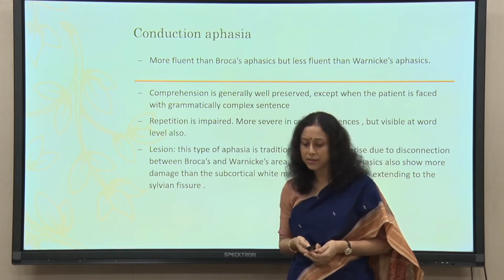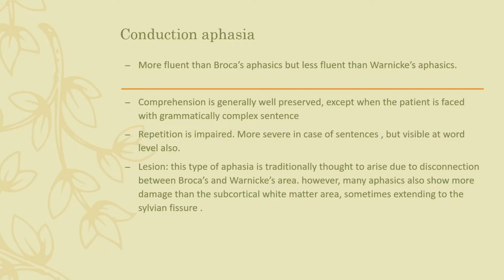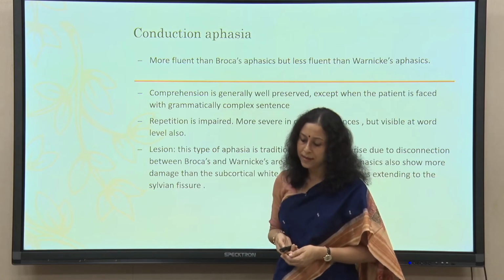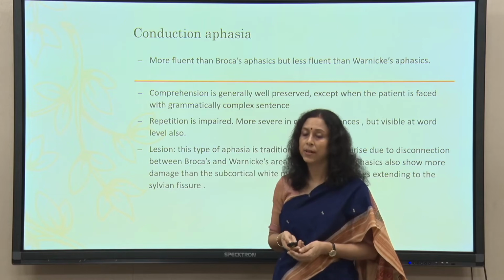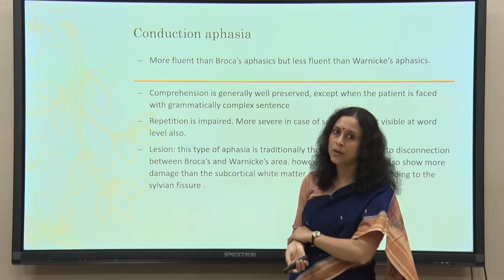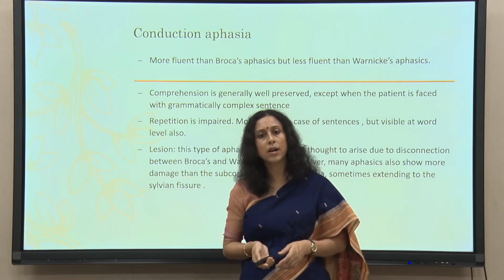In terms of lesion, this type of aphasia is traditionally thought to arise due to a disconnection between Broca's and Wernicke's area. So, basically the connection is disrupted. However, many aphasics also show more damage than the subcortical white matter, which is the pathway, sometimes extending to the sylvian fissure as well. So, this is not only affecting the subcortical white matter that connects Broca's and Wernicke's area, but also extends to other regions.